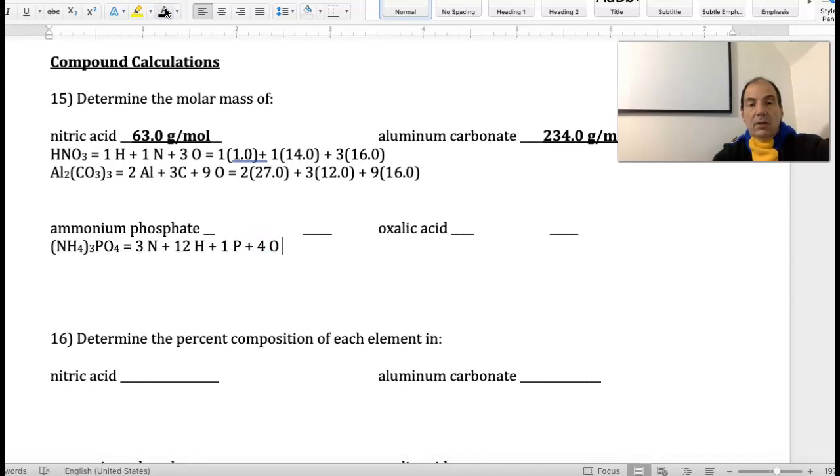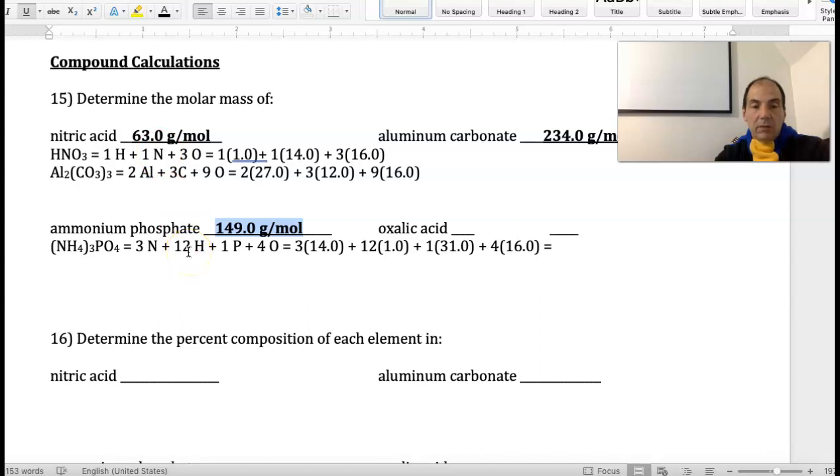All right, so now I go to the periodic table again. For nitrogen, we already said the molar mass is 14. For hydrogen, we already said it's 1. For oxygen, we already said it's 16. So the only one really looking up is phosphorus, which is about 31. So there are 3 nitrogens. 3 times 14 is 42. There are 12 hydrogens. 12 times 1 is 12. 1 phosphorus, so that's 31. And 4 oxygens, that's 64. So now I add that all up, and I get about 149 grams per mole.